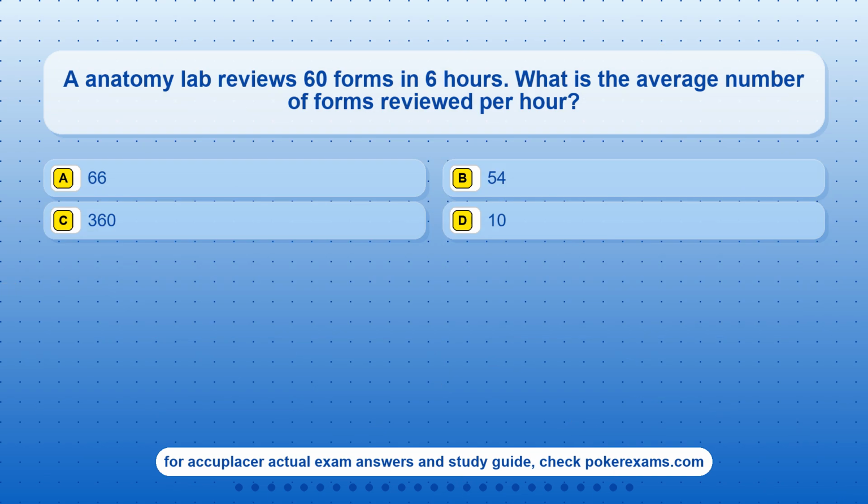Question 23. An anatomy lab reviews 60 forms in 6 hours. What is the average number of forms reviewed per hour? Option A, 66. Option B, 54. Option C, 360. Option D, 10.